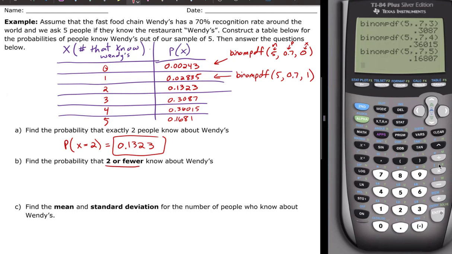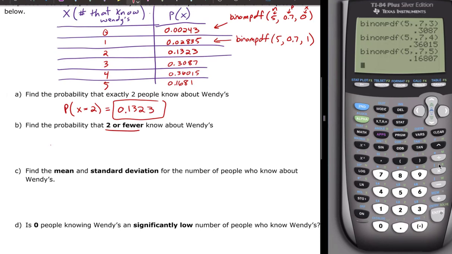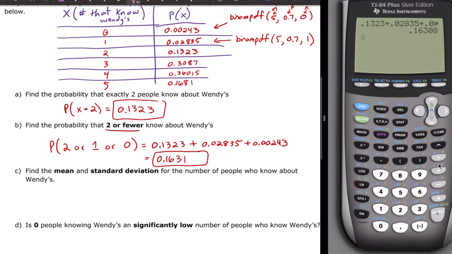Okay. What about 2 or fewer? The chance that 2 or fewer know about Wendy's. Well, on this one, what you want to do is take the probability of 2 or fewer, 1 or 0 knowing about Wendy's. And of course, the word "or" when you see probability means to add. So we want to add up the numbers 0.1323, 0.02835, and 0.00243. And when we add all those together, we can see we get 0.1631.